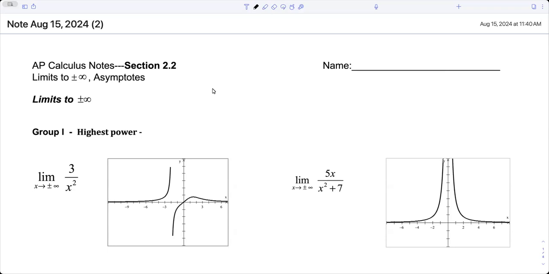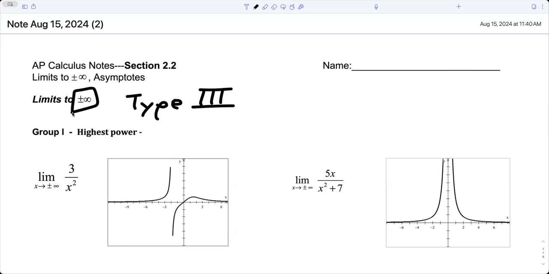So we are talking about limits to infinity, either positive infinity or negative infinity. This is what I call type 3 limits. Okay, so let me reiterate this again. We only do what we are about to do if the limits are going to positive infinity or negative infinity.